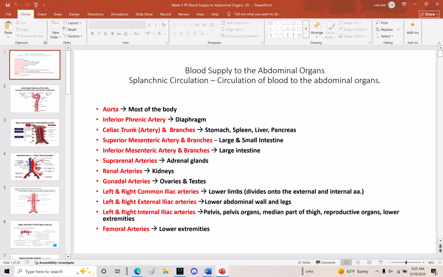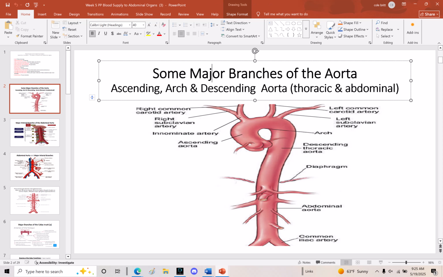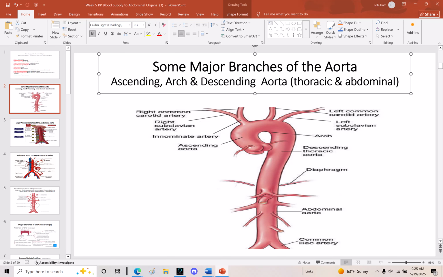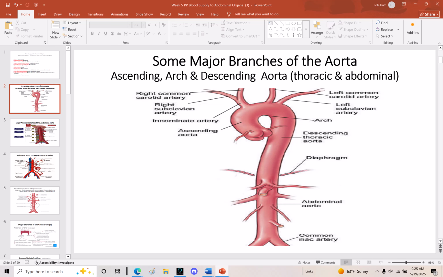So here we have some of the major branching. I'm going to add things in as we go. So here we have the diaphragm. Thoracic aorta, abdominal aorta. So we're going to have what's called the celiac trunk right there. The celiac trunk supplies the foregut. Talk about that some in your reading. Then we have the superior mesenteric artery right there. That supplies the midgut. And then finally down here we have the inferior mesenteric artery. That supplies the hindgut.